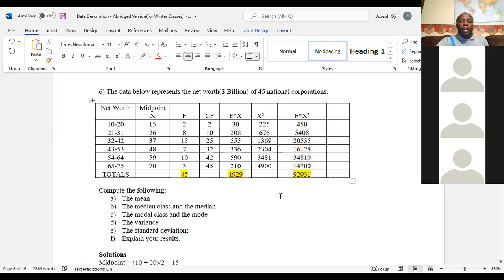Okay. Now we'll come back. We have finished the table. When we come back, we now start answering this question using these values.